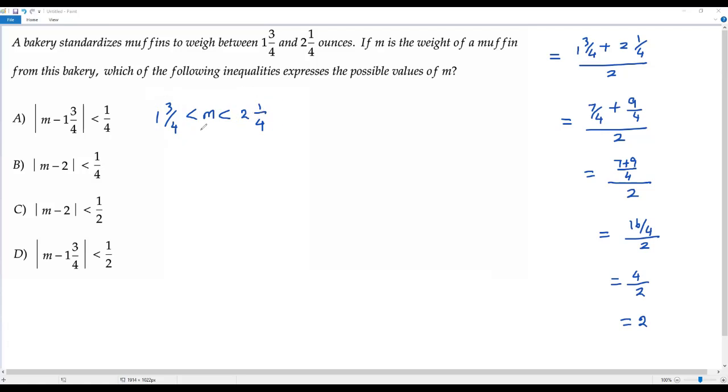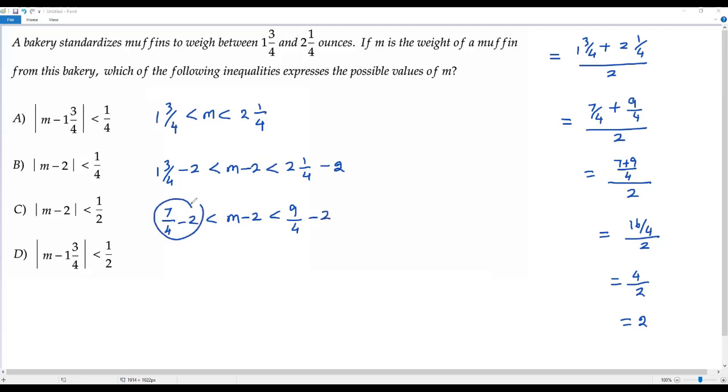So now what I have to do is subtract this average value 2 from each part of this inequality. So then I'm getting 1 3/4 - 2 < M - 2 < 2 1/4 - 2. I have subtracted 2 from each part of this inequality. Okay, if I convert these mixed numbers to improper fractions, I'm getting 7/4 - 2 < M - 2 < 9/4 - 2.